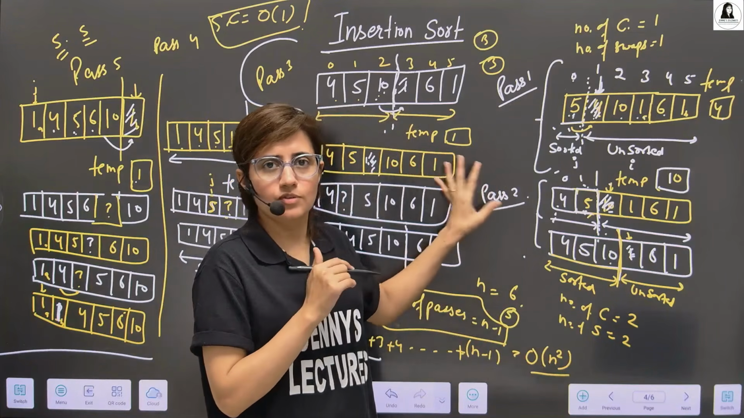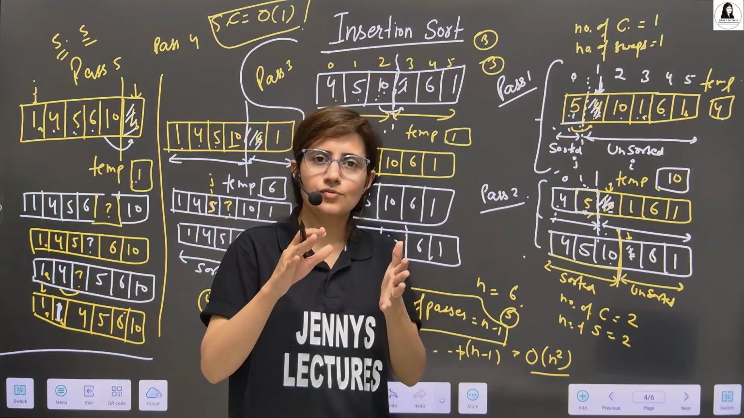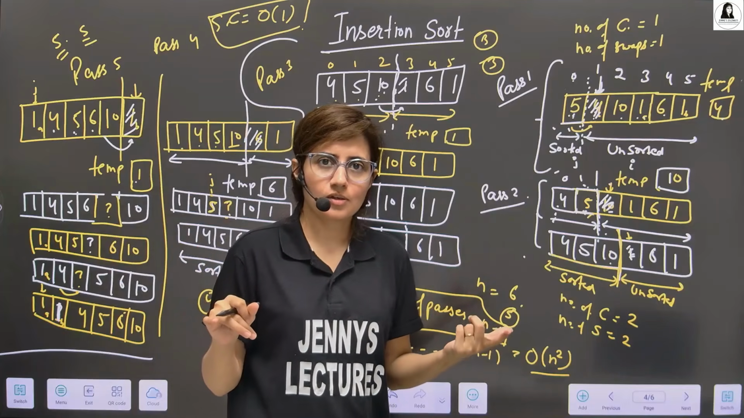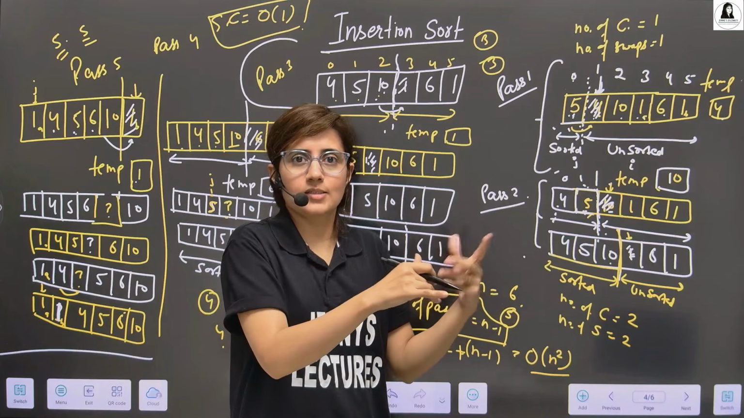And see one more thing: this insertion sort is basically good for linked lists as well, because in a linked list we don't need any shifting. In arrays we need shifting. So you can apply this for a linked list also. It's better for a linked list than for arrays.